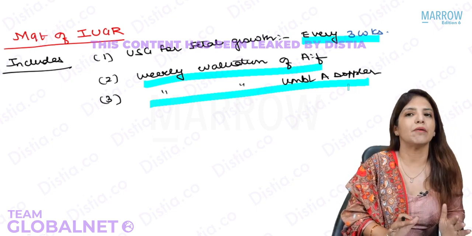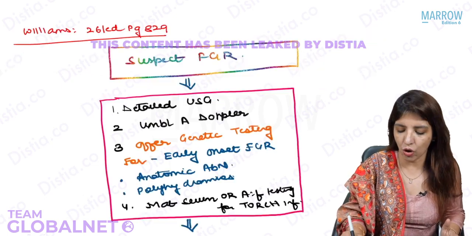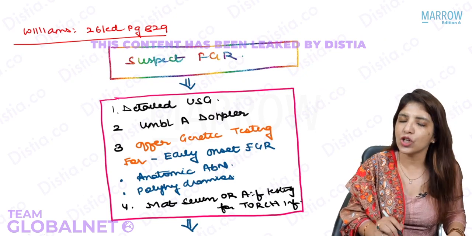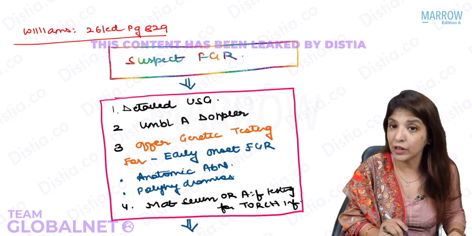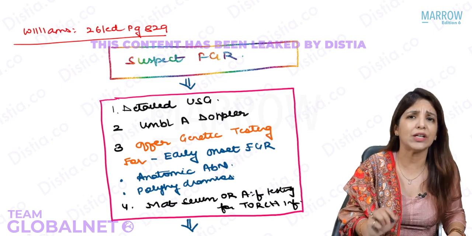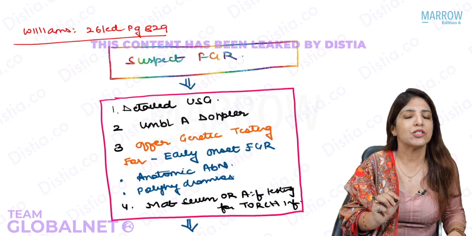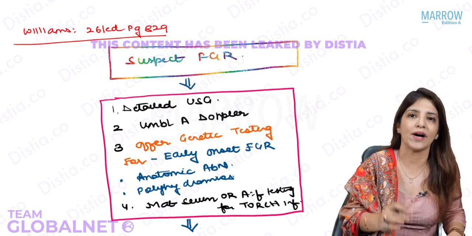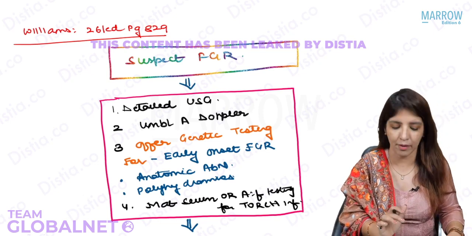See, this is the management which I am going to tell you in IUGR. It is based on Williams 26th edition, page 829. There is a flow chart which is given for management of IUGR, and that flow chart includes everything. The same flow chart I am going to tell you, and everything related to management of IUGR will be clear with the help of this flow chart. It's a very important flow chart in the entire video on IUGR. If you ask me, ma'am, what is one thing which is very important? This flow chart is one thing which is very important.